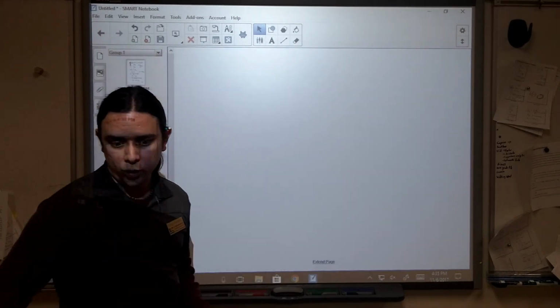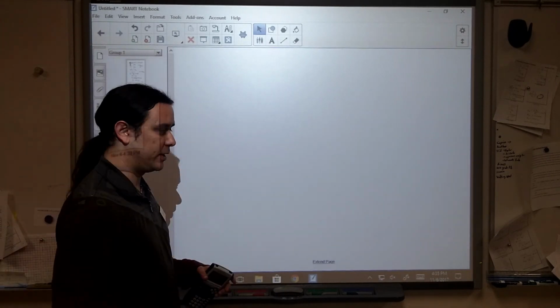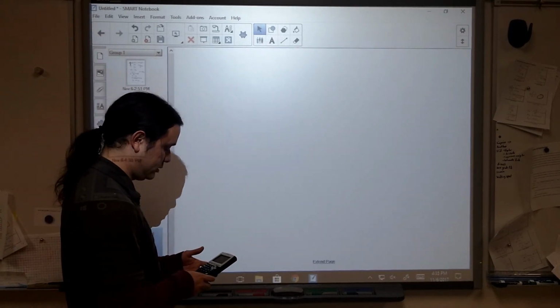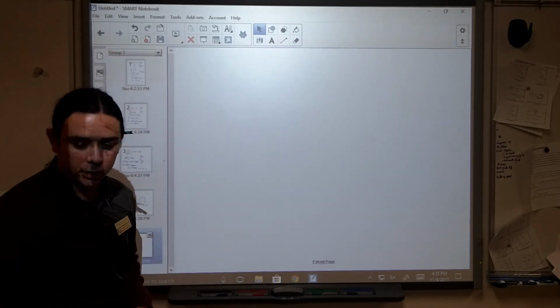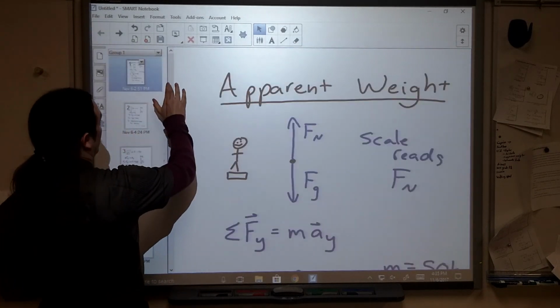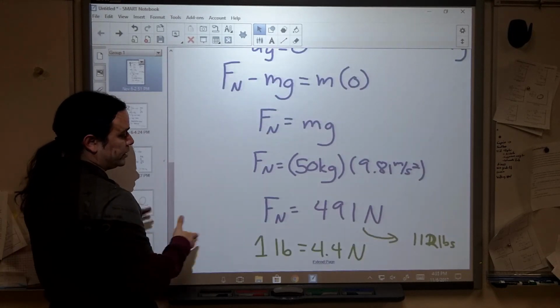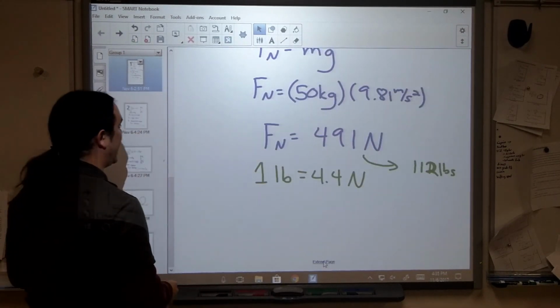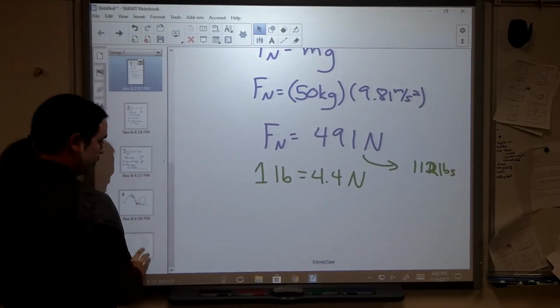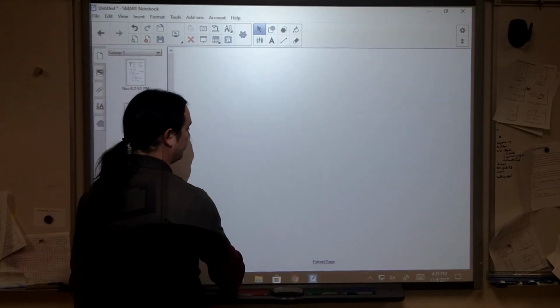Okay, sorry about that. Camera cut out, unfortunately, so I've spent the last probably 10 minutes talking to myself. So, let's pick up where we were. As I recall, where we finished up was we solved what the scale would read on flat level ground. Now we're going to see what happens if you're not on flat level ground.